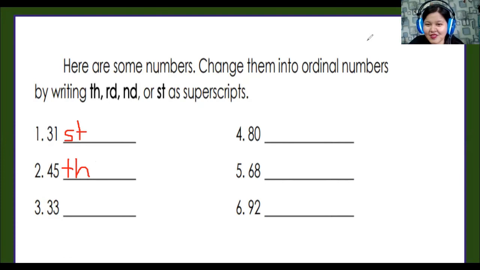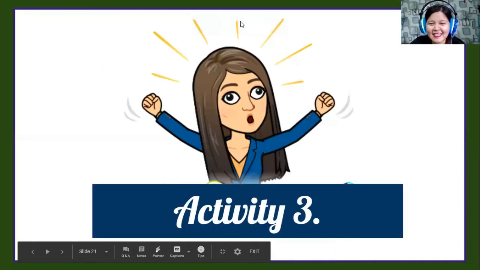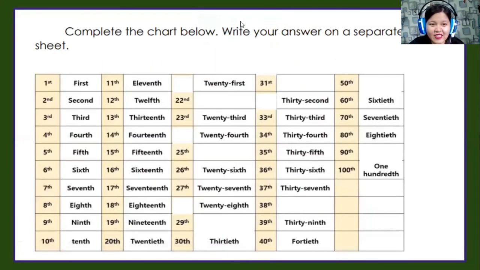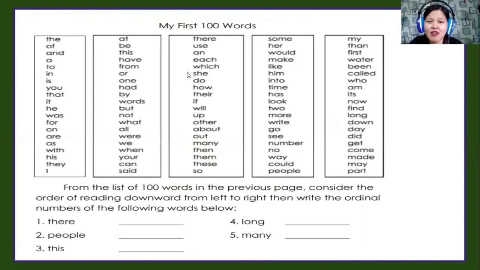Once again, this is activity 3. You will complete the chart below by writing your answer on a separate sheet of paper. We have here the word 11th. The missing ordinal number is 11th, so I know you can write it on the blank. Next, we have here my first 100 words.